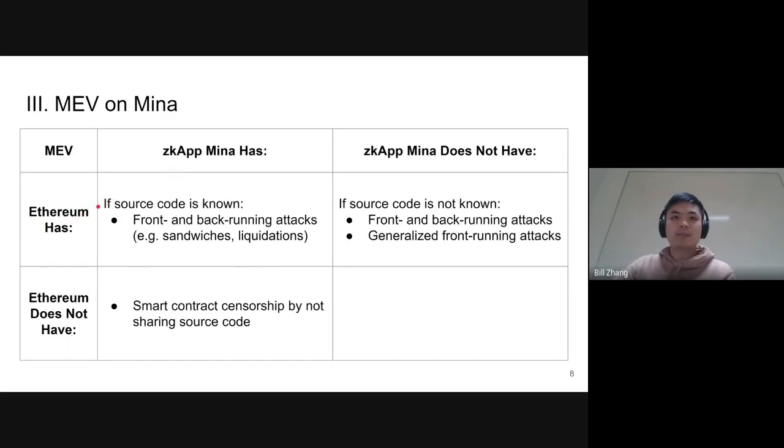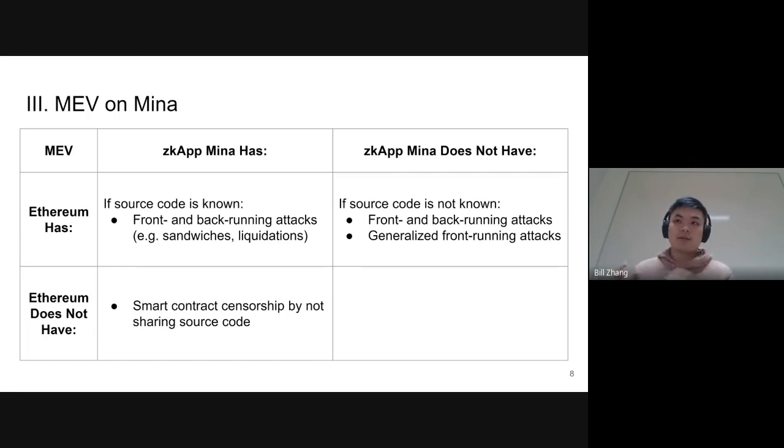Ethereum and ZK app Mina both have certain forms of MEV such as front-running and back-running attacks if the source code is known to whoever's trying to attack that ZK app. If the source code is known, the ZK app attacker can try to back-run certain transactions to be first in line for them, front run and then back run certain transactions in order to increase the cost for whoever's transaction is going through, which is called the sandwich attack.